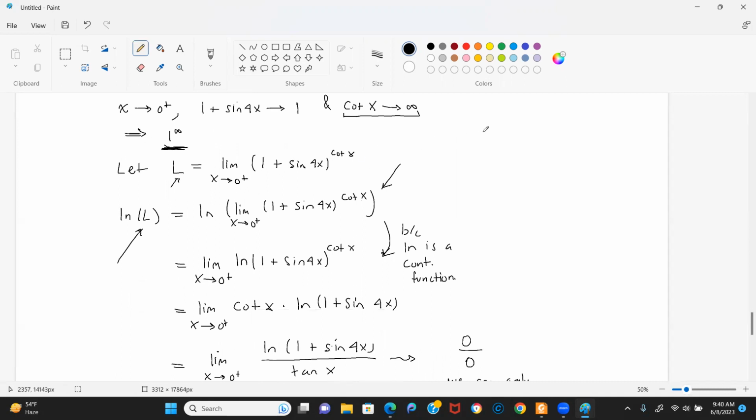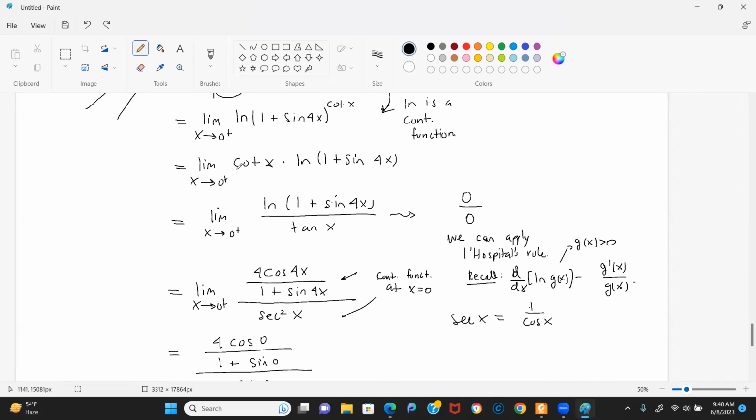So here's the trick. You call the limit L that you're trying to find, and then you take the natural log of both sides. Now the natural log is continuous, so you can switch the limit with the natural log, and then use the rules of logs to simplify this right here. And then you want to write this as a fraction because we want to reduce the problem to one of the basic indeterminate forms of 0 over 0 or infinity over infinity. So you just put the cotangent in the denominator like this, because cotangent is 1 over tangent.